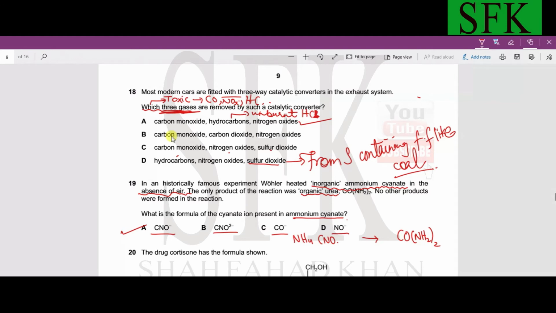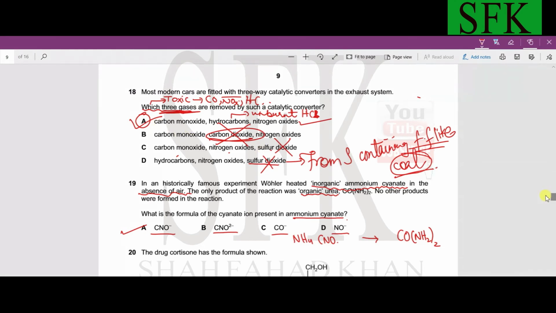If we look at option B, we have carbon dioxide. Carbon dioxide is not removed because it is not a toxic gas. What about option C, sulfur dioxide? Sulfur dioxide is not present in car fuels, not in petrol at least. It is present in sulfur-containing fossil fuels such as coal. So sulfur dioxide is not produced here, and the best option is option A.